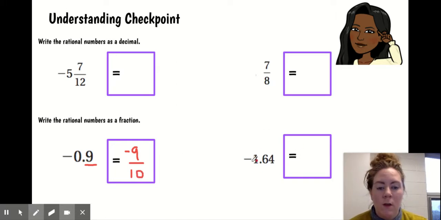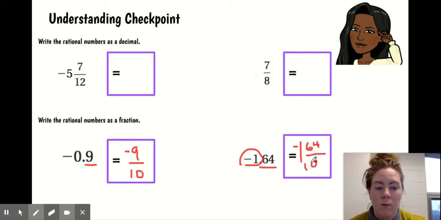Now here I see that I have a whole number, so let's get rid of that whole number first, and I know I've got my -1. Put it to the side, get it out of there. And now I see that I have 2 digits. I'm into the hundredths place, so I'm at 64 over 100.